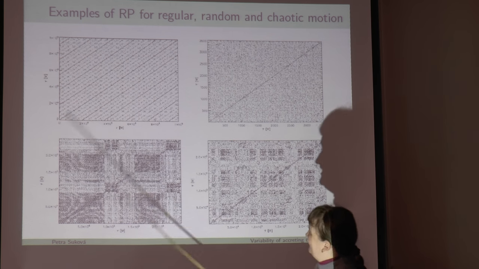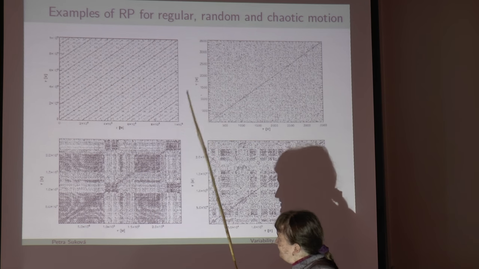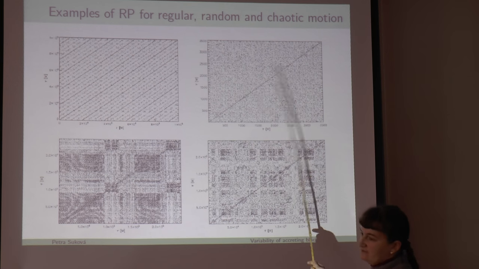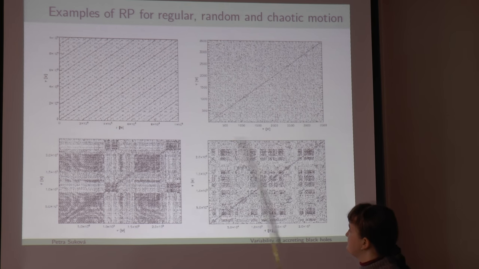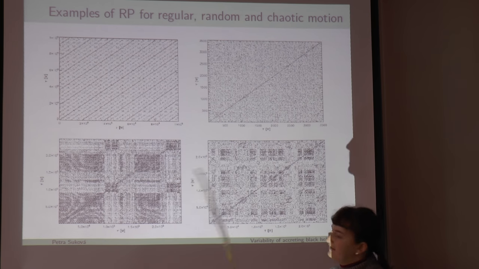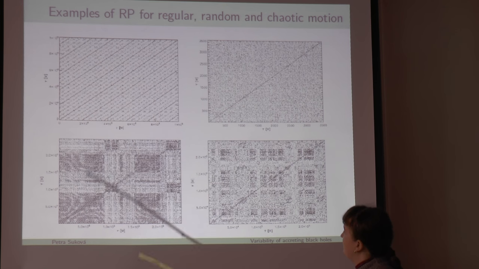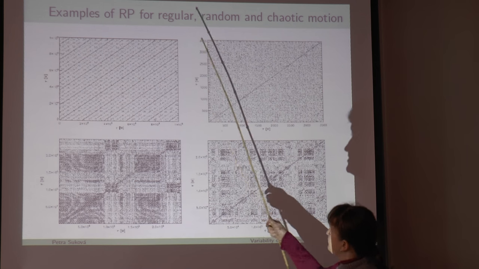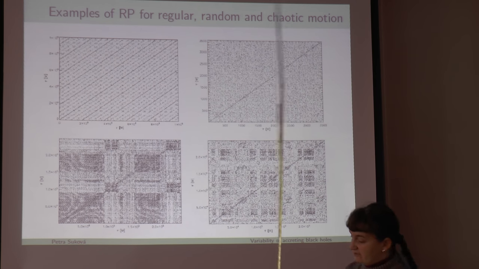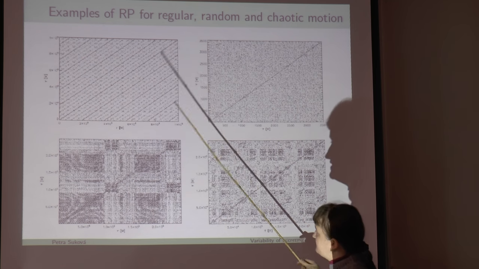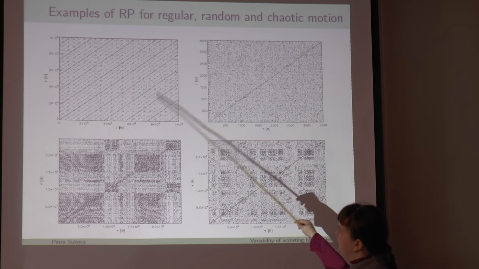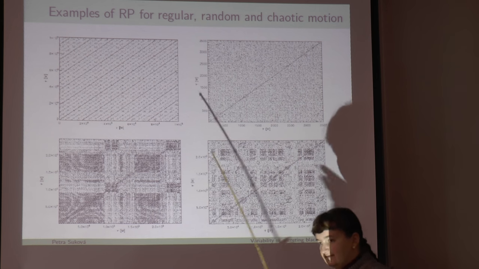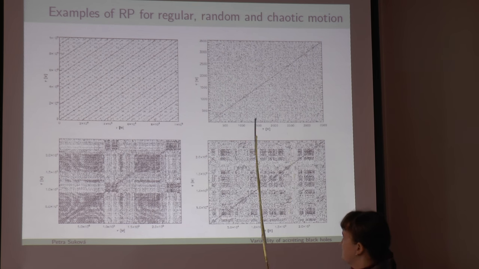You can see this is the example for a regular motion. This is an example for some randomly chosen data series, and these are two examples for chaotic but deterministic motion. What is important for either the regular or the chaotic motion, which are actually deterministic, is the appearance of long diagonal lines. These lines are connected with the deterministic processes in the source.